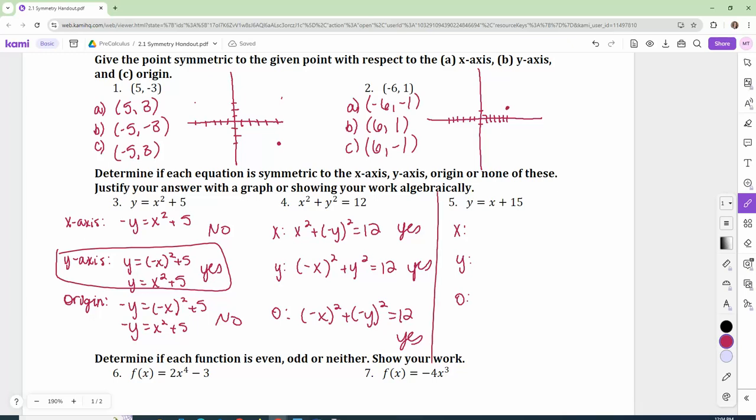Check x, you make your y negative. Does that work? Check your y, you make your x negative. Does that work? To do origin, you do both. Does that work? No. So that one's all no's. Right. Are we okay on those?